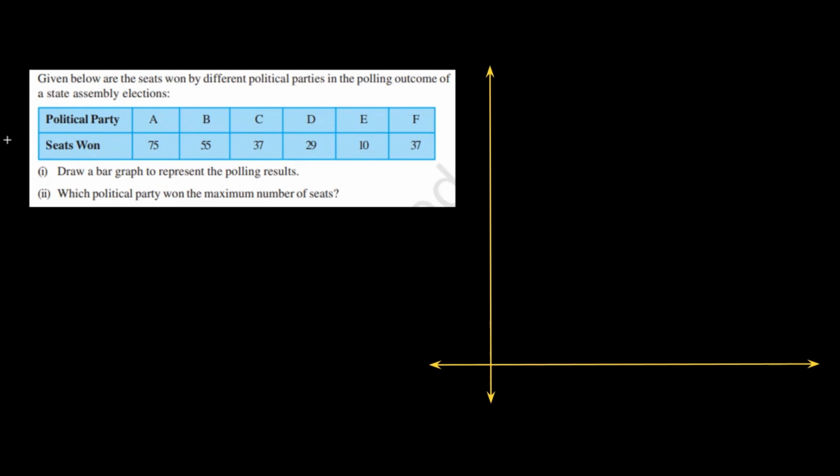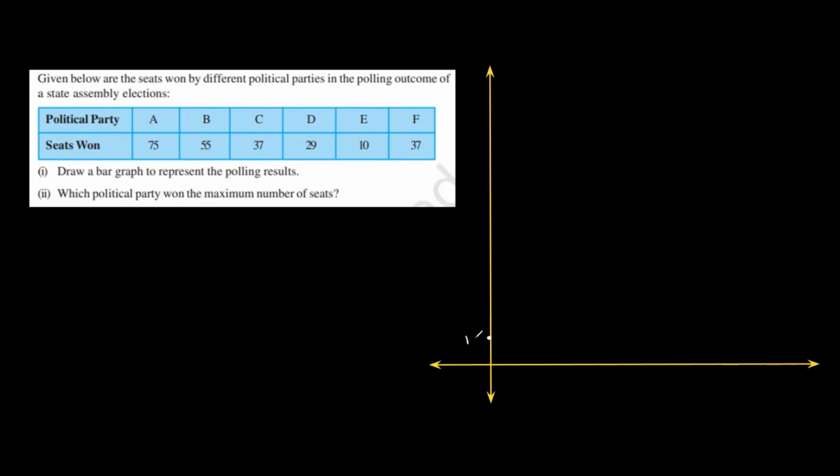Firstly, I'm taking the political party A bar. Before that, I want to mark the points on the y-axis. How do we take the scale on the y-axis? If you observe the number of seats, you will come to know that taking the scale as 10 is most convenient because different numbers are there. Based on the numbers, we have to choose the scale. Sometimes we have to take scale 100, 20, or 50, which means 1 centimeter is equal to 20, 50, or 100. In this question, I'm taking 1 centimeter is equal to 10.